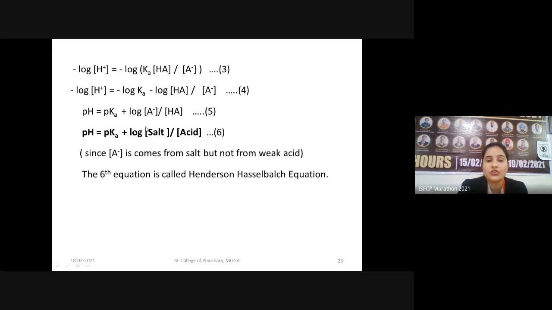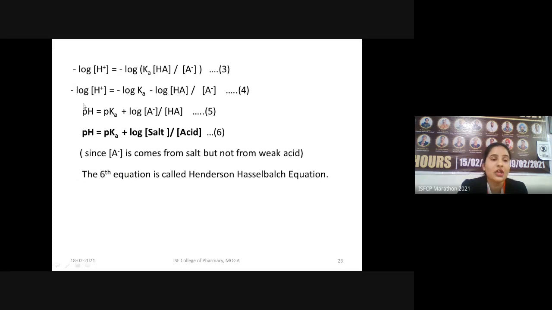So what is the equation which we get? That is equation number 3. We get minus log of H positive is equal to minus log of Ka into HA divided by the concentration of A negative ions. So we will be applying some mathematical principles of log here. Log A by B is equal to log A minus log B. So this is what we have applied here. So here we have log Ka minus log HA divided by the concentration of A negative ions.